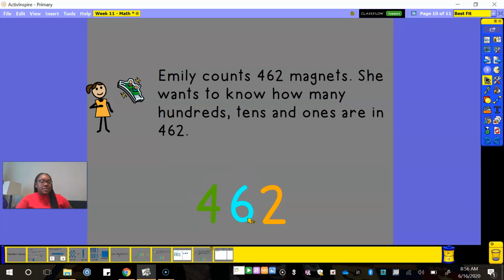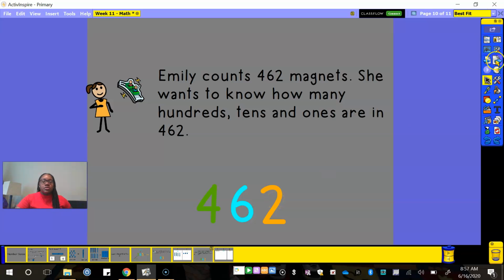My 6 is in blue because my 6 is in the tens place. So that means my 6 is worth 60. My 2 is in orange because it's in the ones place. So my 2 is only worth 2.